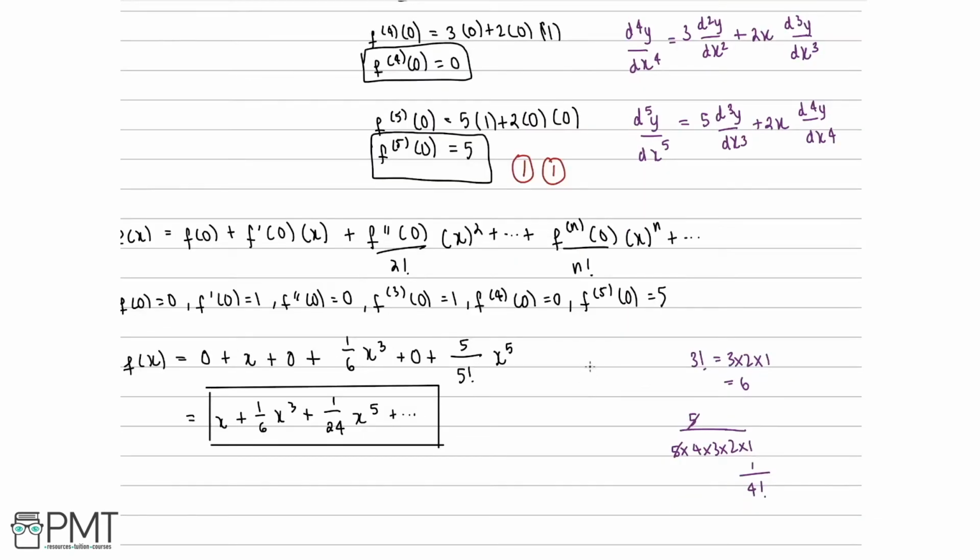You get another mark for noting that our equation will be something of this form. And you get a final accuracy mark for plugging it into our formula to give you f of x, which is just x plus 1 over 6 multiplied by x cubed plus 1 over 24 multiplied by x to the power of 5.